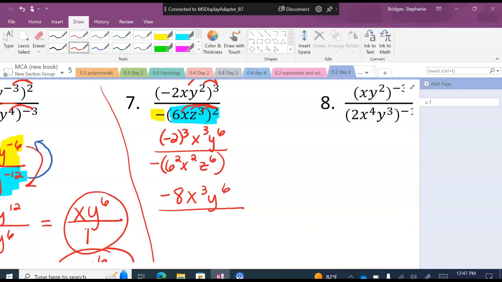So what I need to do is figure this out inside. What is 6 squared? And then the x squared and the z to the 6 is going to stay. But if I just take that and multiply it by -1, it just becomes a negative 36x squared z to the 6. Does that make a little bit of sense? Why the negative is still there with that 36?